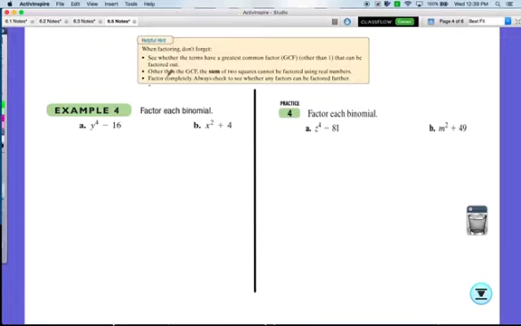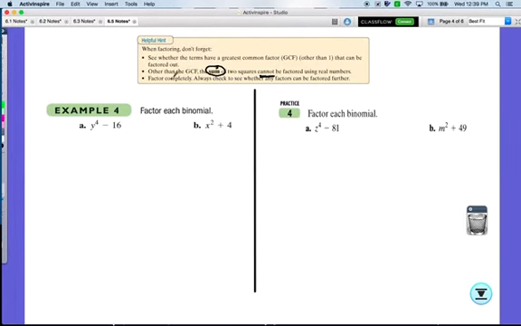Helpful hint: when factoring, always, always, always see if you can take out a GCF, besides 1. Other than the GCF, if you have a sum, a plus of 2 squares, it cannot be factored.